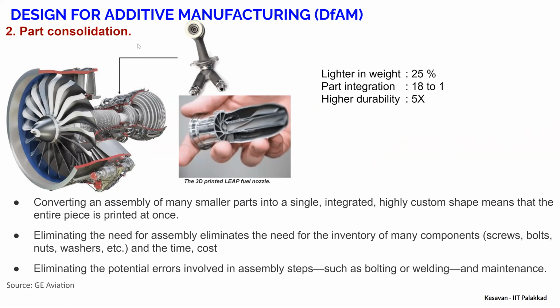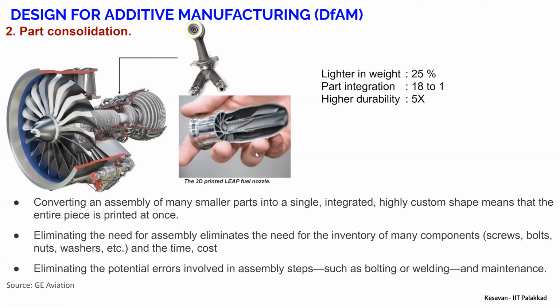Okay, so then the second design for additive manufacturing, second principle. I believe you all got the first principle very clear. The second principle is part consolidation. In the video that I showed, they mentioned that they have a new engine, designed and manufactured using additive manufacturing, in which 800 parts were reduced into 13 parts, 800 to 13.